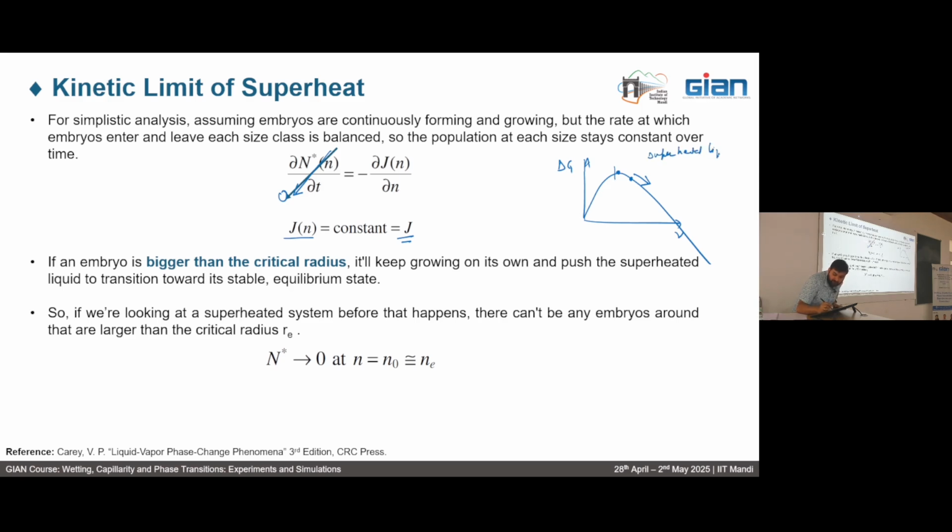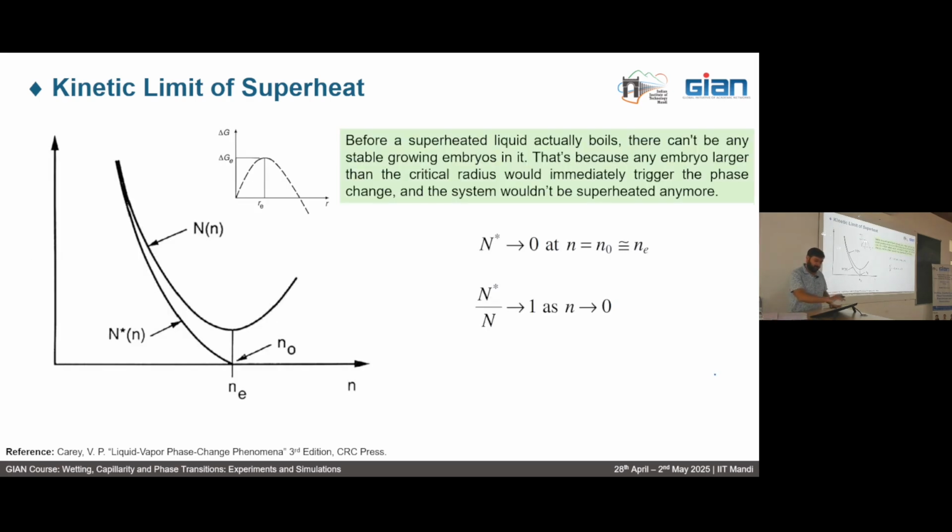We don't have any bubble embryo having size more than the critical size. In that state, the number of embryos would be 0, because if some embryos are present, that would lead to the phase change. It is a spontaneous process. So we can write that n star approaches 0 as n is close to n equilibrium of bubbles. We can also plot it using this graph here.